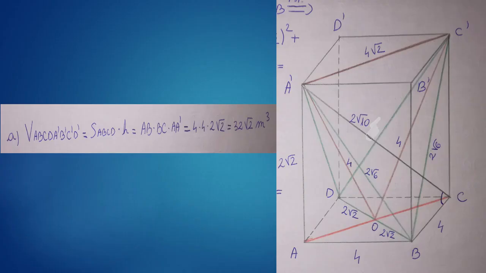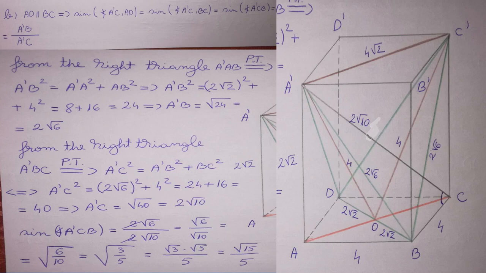Point A. The volume of the prism ABCD A'B'C'D' is equal to the surface area of base ABCD times the height of the prism, which is equal to AB times BC times AA', which is equal to 4 times 4 times 2 square root of 2, which is equal to 32 square root of 2 cubic meters.